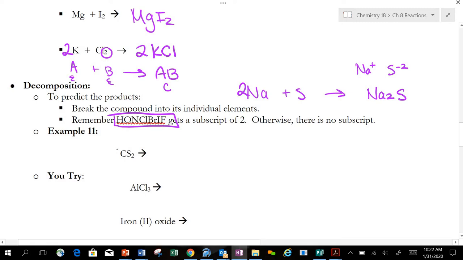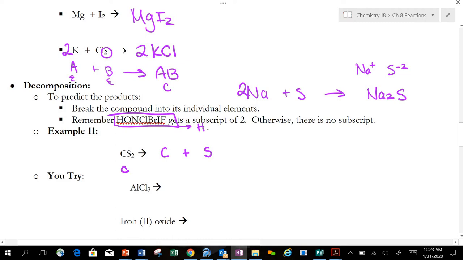So for example here we have carbon and sulfur. So we have a compound, which means that we have to break it into each of their corresponding elements. So in this compound we have carbon, we have sulfur. So we are just going to break it into carbon and sulfur. We need to check for diatomic. So if it's not a diatomic, it's going to stay as a 1. If it is a diatomic, it's going to get a subscript of a 2.